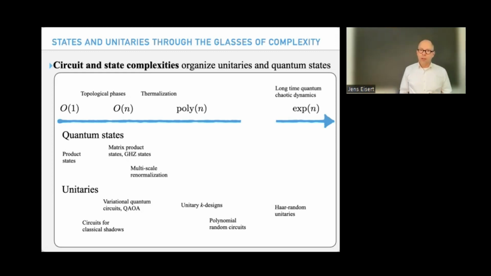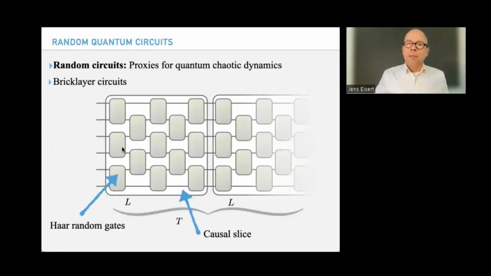For unitaries, you can think of very shallow circuits for classical shadows. We just published a paper on classical shadows with log depth circuits and so on. There are variational quantum algorithms, quantum approximate optimization that's seen a lot in the literature these days, for better or worse, like reasonably short circuits that can presumably be implemented on near-term quantum computers. There are unitary k-designs, polynomial random circuits that are already on the right-hand side, and then Haar random unitaries that are known to be pretty complex in the sense that one needs a very large, an exponential number of gates to well approximate the Haar random state. Good. This is great.